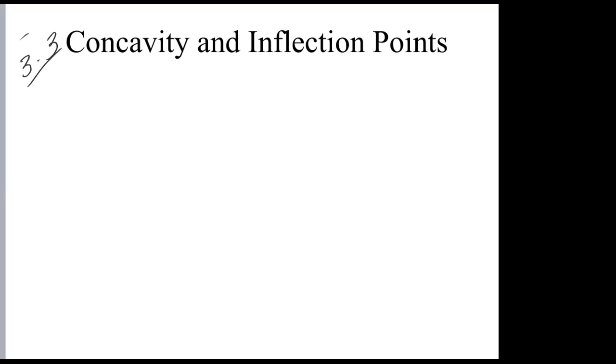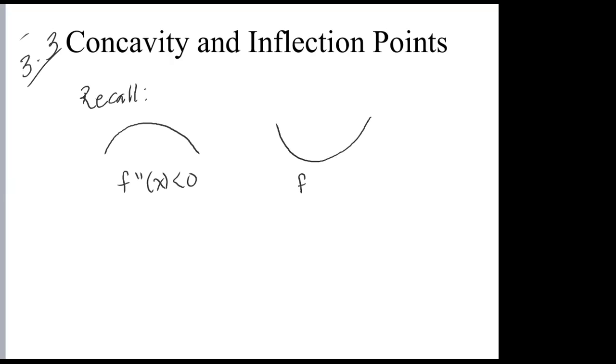Just as a reminder, we discussed last time that if a function is concave down over an interval, then the second derivative, f prime prime of x, is negative in that interval. And if a function is concave up in a certain interval, then the second derivative, f prime prime of x, is positive in that interval. That was kind of what we talked about last time.